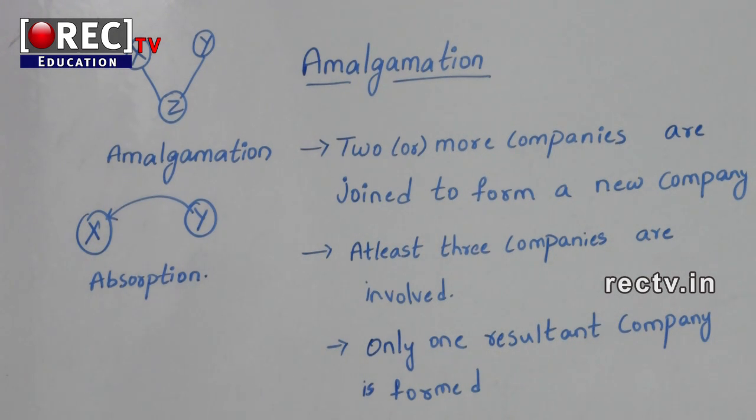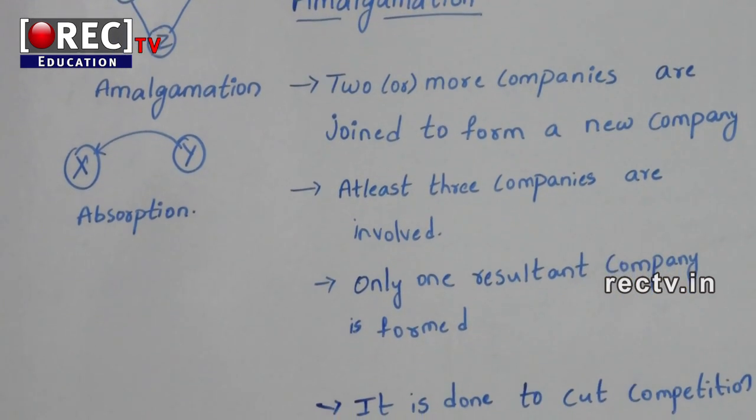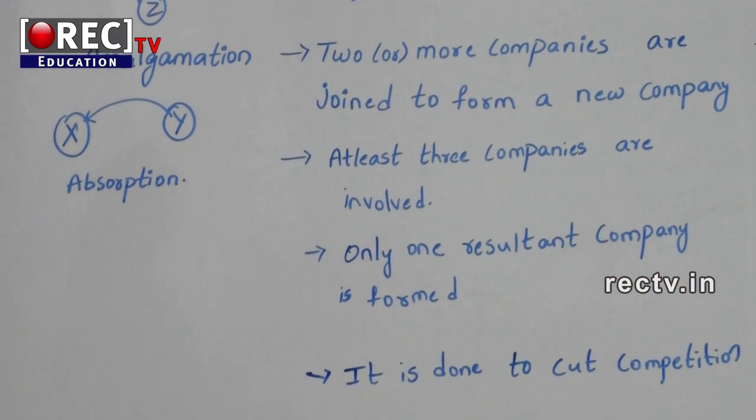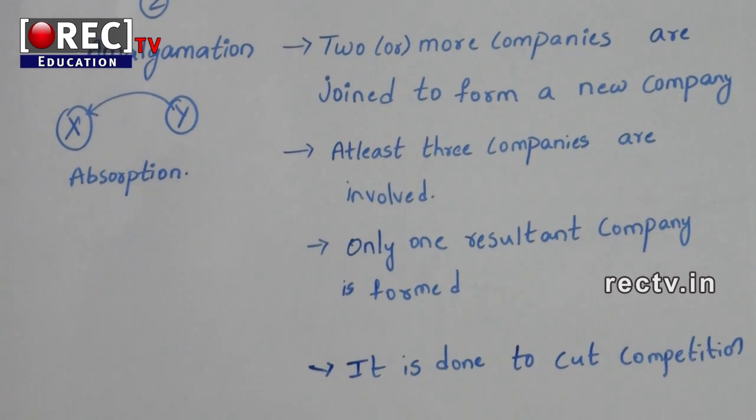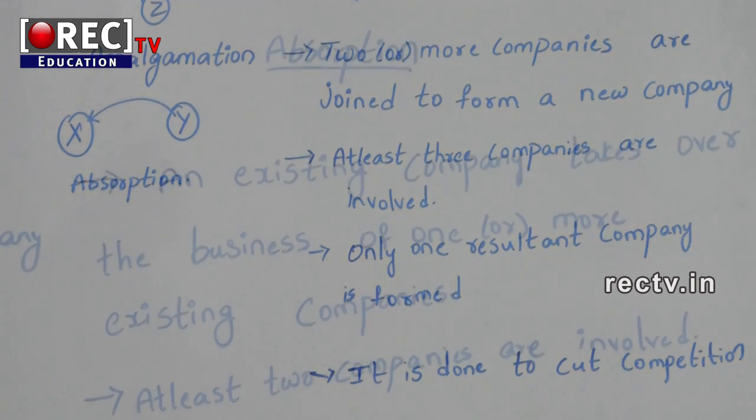For amalgamation, there must be at least three companies, that is, in this case X company, Y company and Z company. Under amalgamation, two existing companies will amalgamate and form a new resultant company. That is, there may be n number of existing companies, but the resultant company will be only one. So this amalgamation is done to cut the competition in the market.